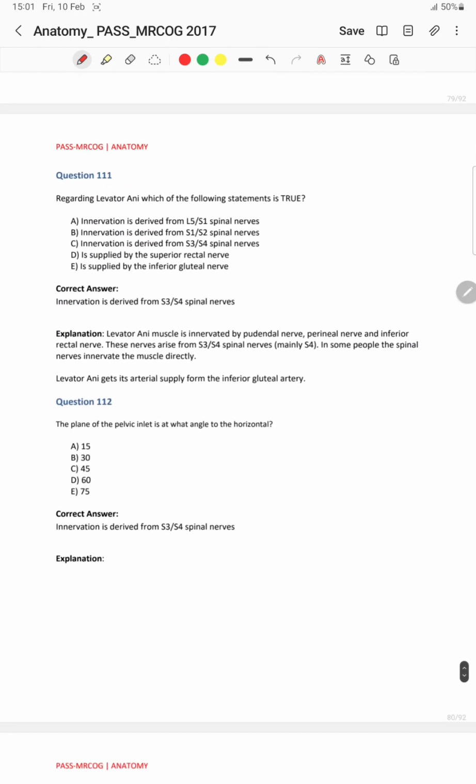Question number 111. Regarding the levator ani, which of the following statements is true? Before the options, let's see a little explanation about the levator ani muscle. It is innervated by the pudendal nerve, the perineal nerve, and the inferior rectal nerve. These nerves arise from the S3, S4 spinal nerves, mainly S4. In some people, the spinal nerves innervate the muscle directly. Levator ani gets its arterial supply from the inferior gluteal artery.